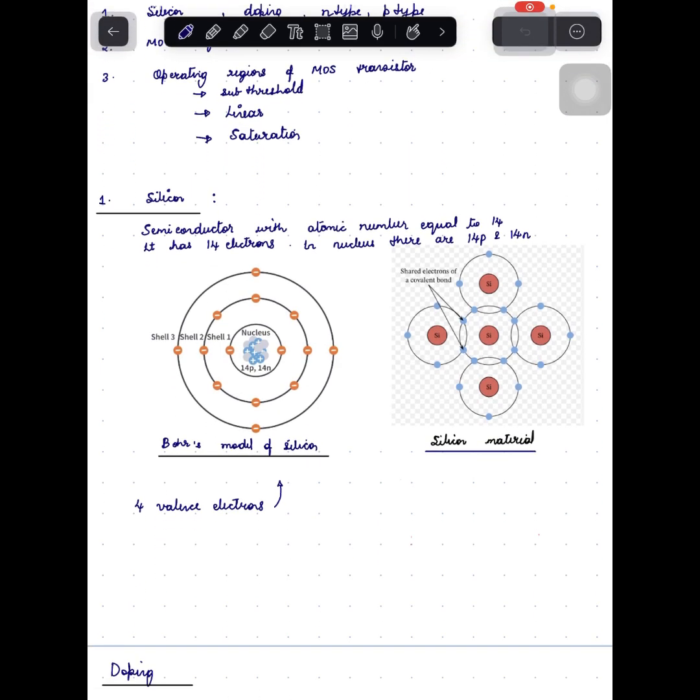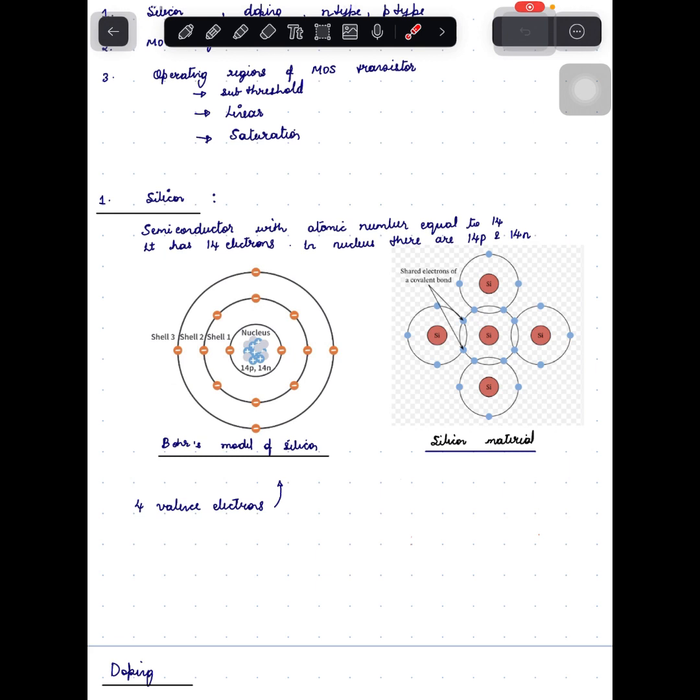Silicon is a semiconductor. Its atomic number is 14. So it has 14 electrons. In the nucleus it has 14 protons and 14 neutrons. This is the Bohr's model of silicon. Here you can see the nucleus, which has 14 protons and 14 neutrons. The 14 electrons are distributed around the nucleus in shells or orbits. Shell 1 has 2 electrons, shell 2 has 8 electrons, and shell 3 has 4 electrons.